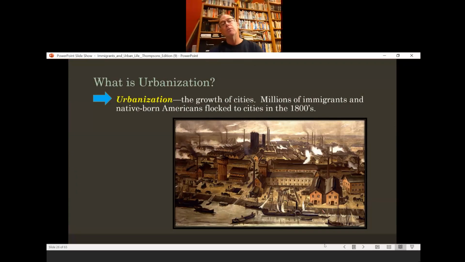Urbanization, that's what we're talking about. The growth of cities is urbanization. Millions of immigrants and native-born Americans flocked to cities in the 1800s. To save time, I'll try to cut down on the pausing, and you can pause as you go. In this interesting picture, you see the factories right there, and you can bet that the places to live are right there near the factories, where it's easy for workers to live nearby and get to work.